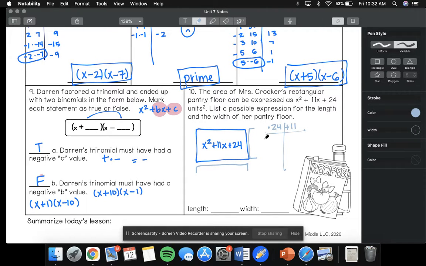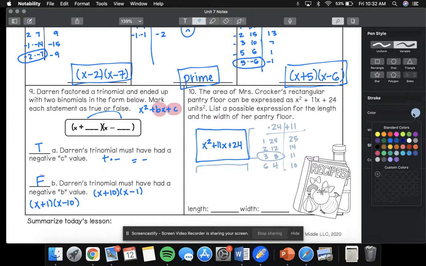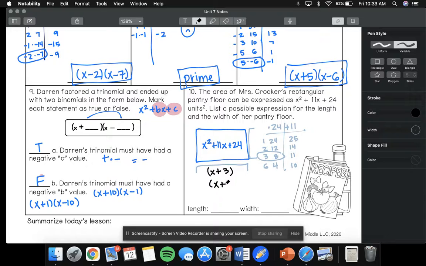So the factors of 24 are 1 and 24, 2 and 12, 3 and 8, 6 and 4. This has a sum of 25. This has a sum of 14. This has a sum of 11. Woo! This has a sum of 10. So it looks like my factors are going to be x plus 3 and x plus 8. So my length would be x plus 8 and my width would be x plus 3.